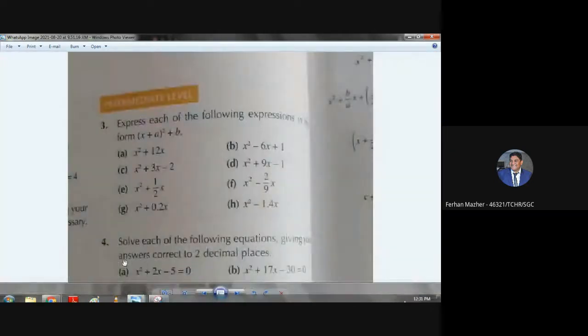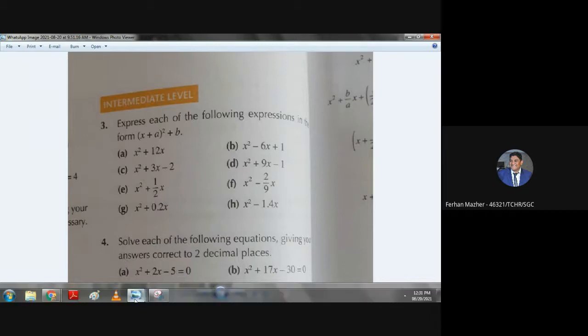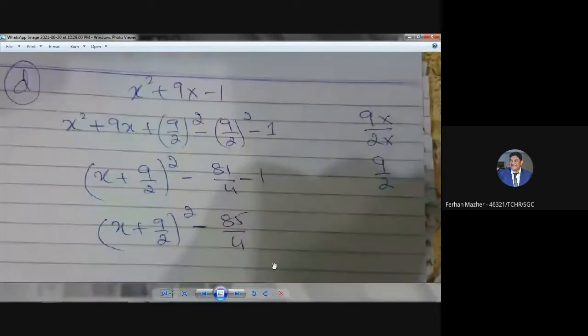Let me note down the next one, and then you can continue the E part. Let me say x squared plus 1 by 2x. Okay. So kindly do this question in your notebooks.